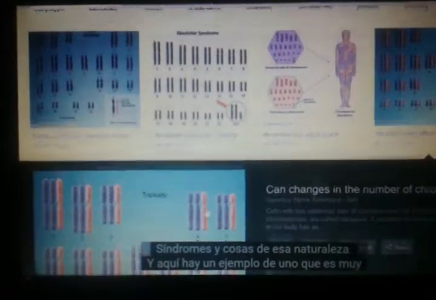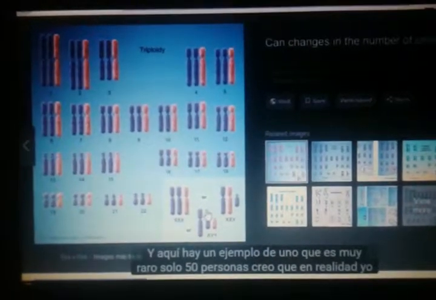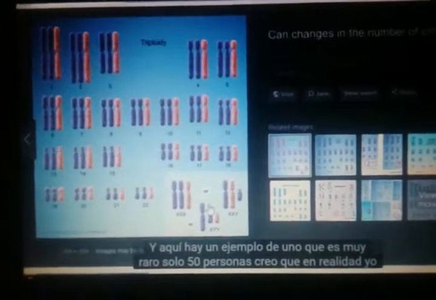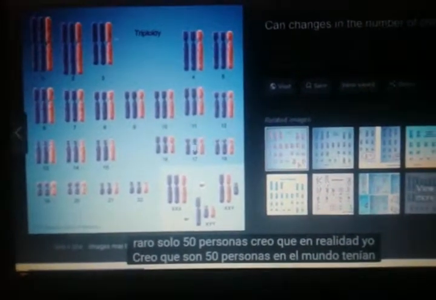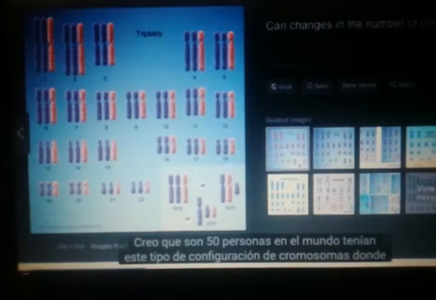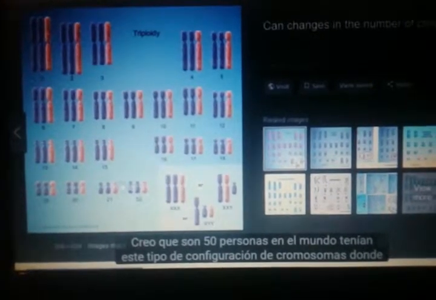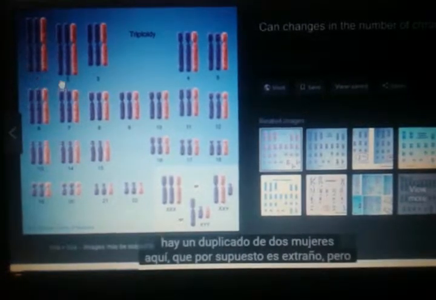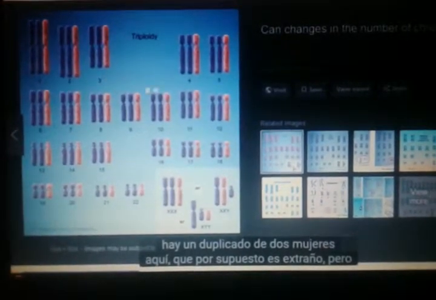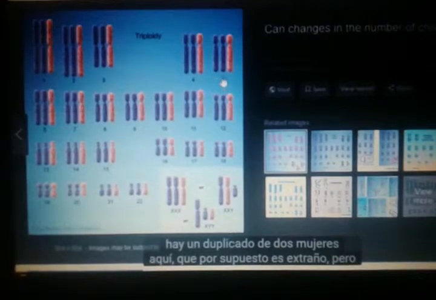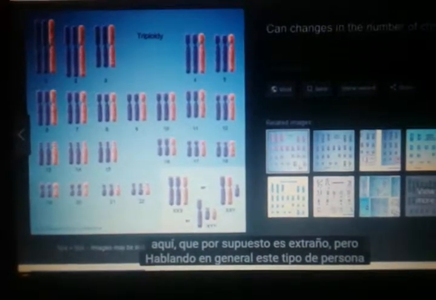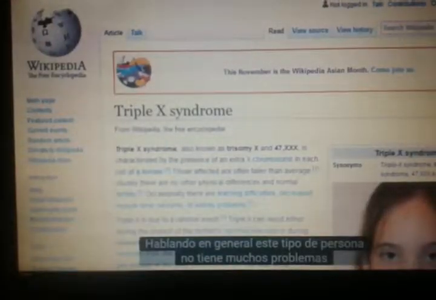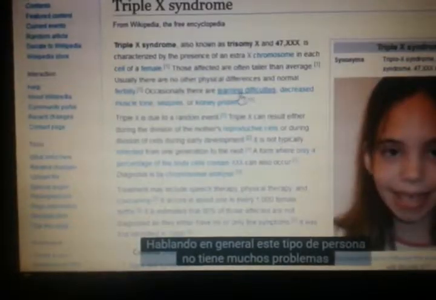And here's an example of one that's very rare. Actually, I think it's 50 people in the world who have this type of chromosome setup where there's a duplicate of two female ones in here, which of course is strange. But generally speaking, this type of person doesn't have many problems. Just a few.